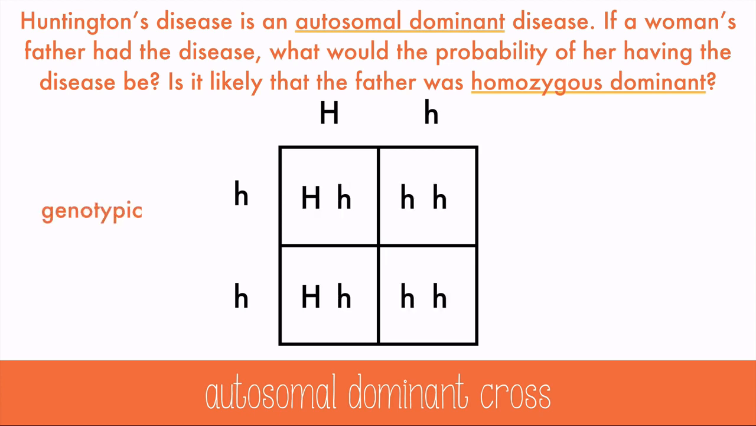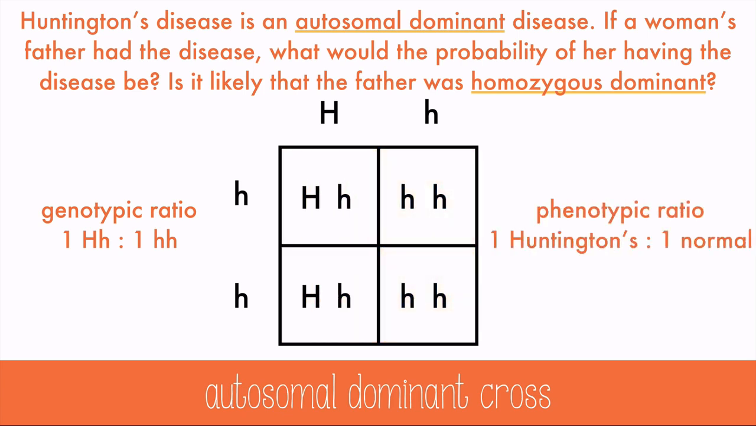The genotypic ratio is 1 heterozygous to 1 homozygous recessive. The phenotypic ratio is 1-to-1 Huntington's disease to normal. That's a 50-50 chance of the woman having Huntington's disease. She'll probably want to be tested knowing these odds.